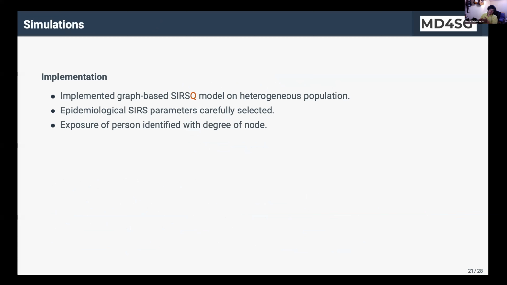And to mention, that was all great in terms of the optimization problem, but we also ran some simulations to validate, theoretically at least, what the results might be of running a strategy like this. What we did is we implemented a graph-based susceptible, infected, recovered (SIR) model on a heterogeneous population. We chose the parameters of the graph-based model to represent a heterogeneous population, and the exposure of an individual is identified with the degree of that node. You can think about the graph as being a social graph.